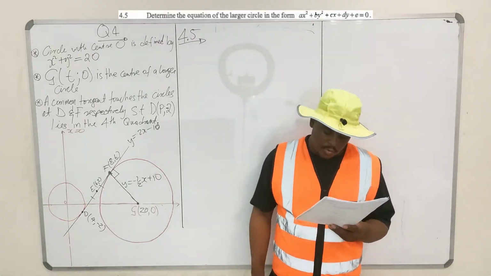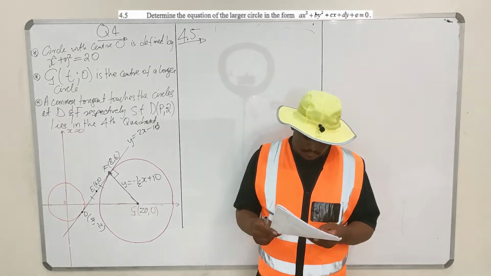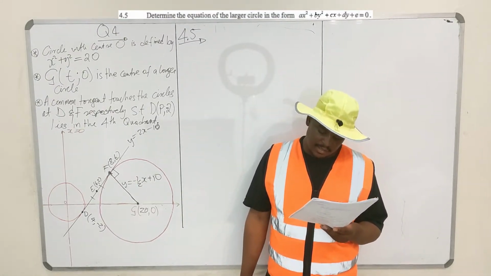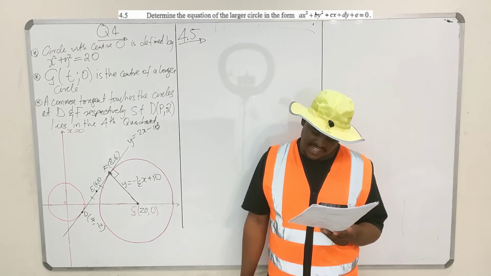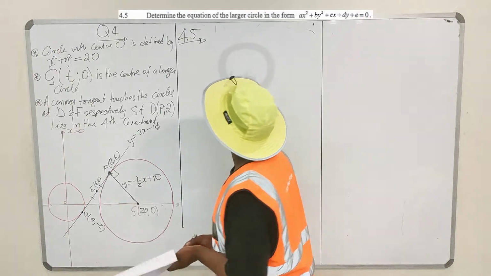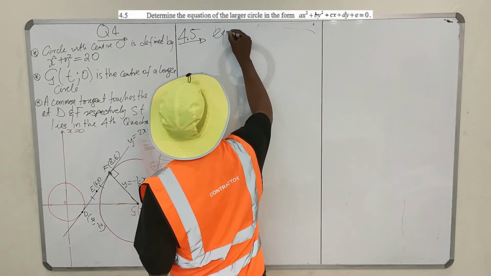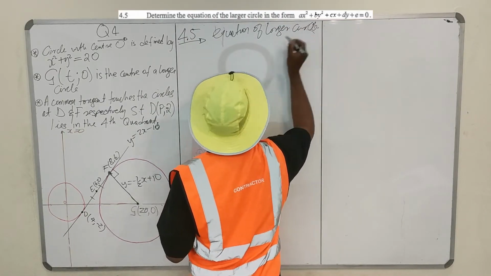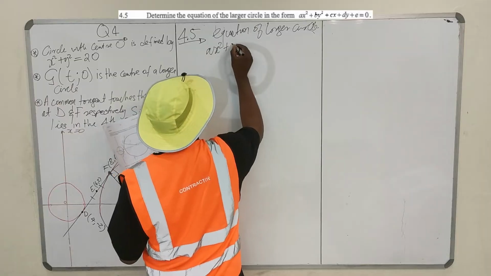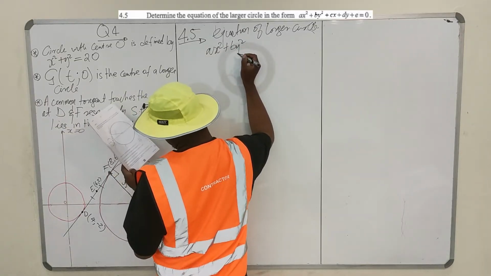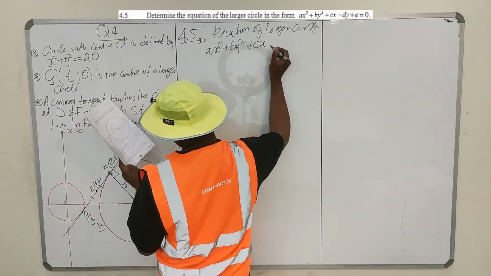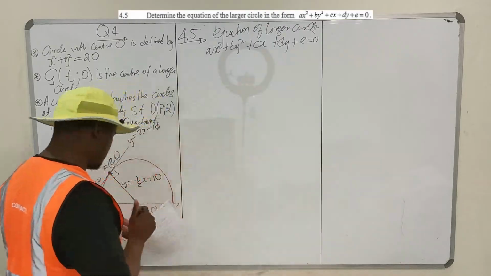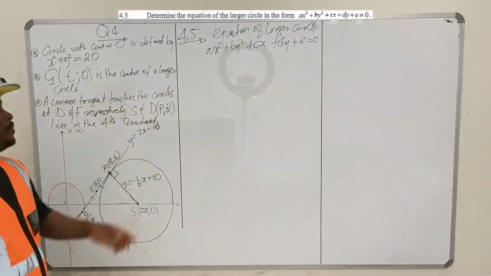Okay, so now we're going to do 4.5. What are they saying at 4.5? They are saying determine the equation of the larger circle in the form ax squared plus by squared plus cx plus dy plus e is equal to 0. So they want us to find the equation of the bigger circle in that form.